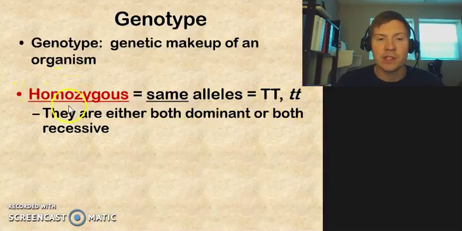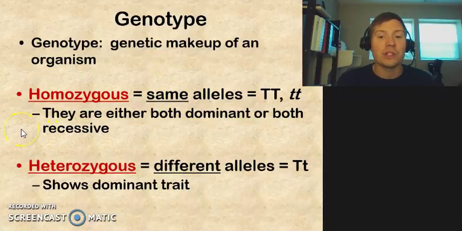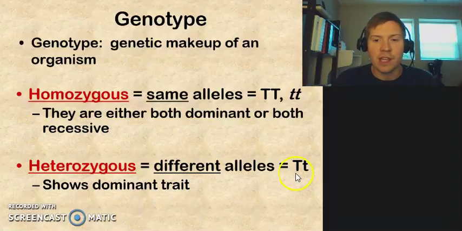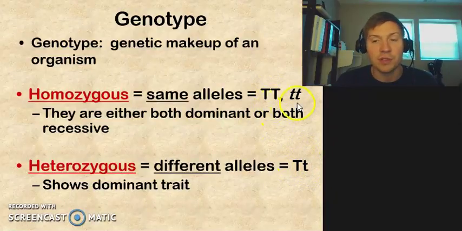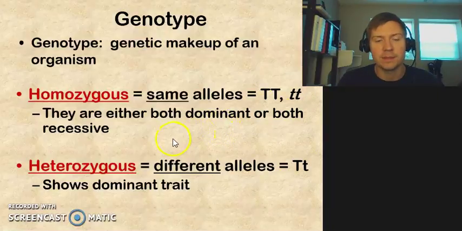So if there's homozygous for the same alleles, there's also heterozygous for different alleles. So in this case, it would be big T, little t, and it also shows the dominant trait. So this plant, big T, little t, would be tall, and it would look exactly like this plant, big T, big T. This plant isn't taller because it has two T's. Right? For now, we're dealing with complete dominance. So this plant looks the same as this plant. However, little t, little t would be a short plant.